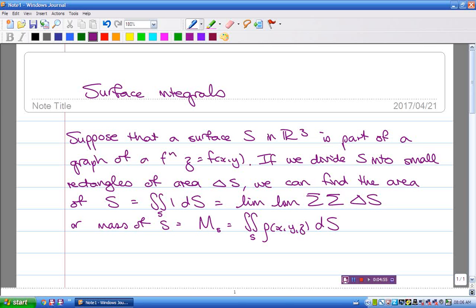Because dA was a little piece of area where we pictured the rectangle as lying flat in the xy plane, and we could say that delta A was delta x times delta y, length times breadth of the rectangle. And so we could break that dA in the integral up into dx dy, and then we could do an x integral and a y integral. We can't do that with delta S, because delta S is not a little rectangle that's lying flat on the xy plane, or flat on the xz plane, or flat on the yz plane.